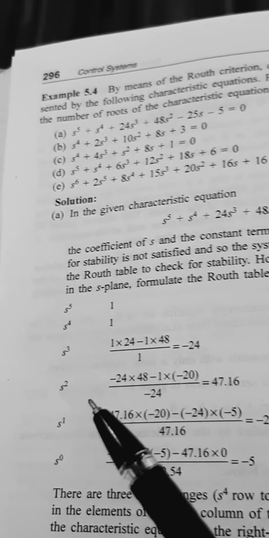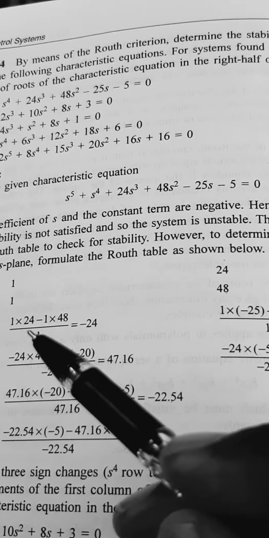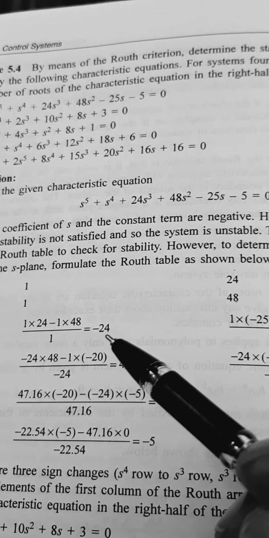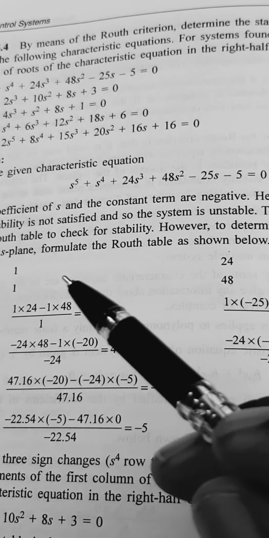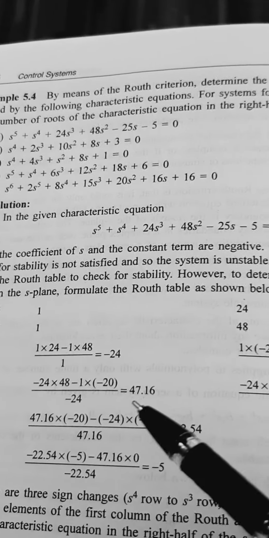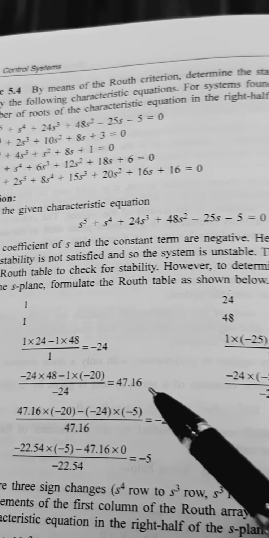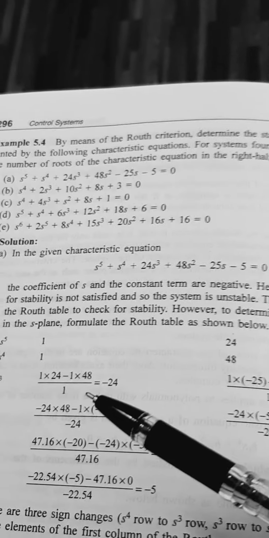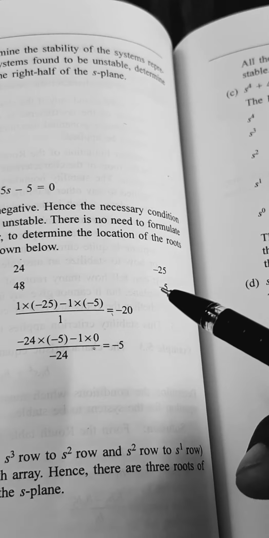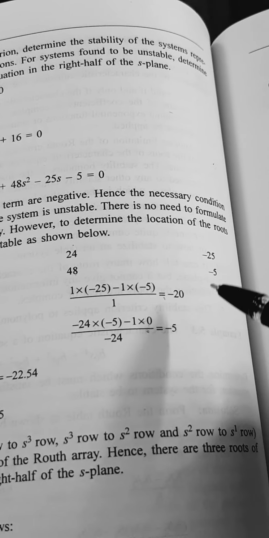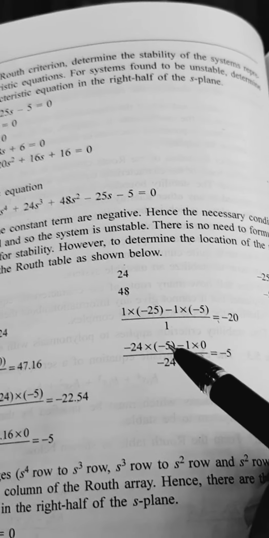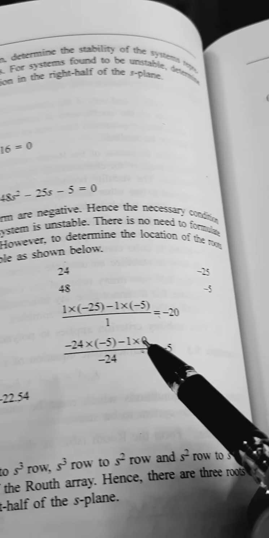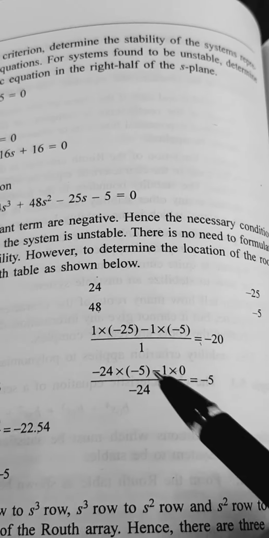Now the s raised to 2 row is obtained by considering the above two rows. It is obtained like this: minus 24 into 48 minus 1 into minus 20, divided by minus 24. So you are getting 47.16. The second element is obtained with these two elements with the minus 5 and 0. Here it is minus 24 into minus 5 minus 1 into 0, divided by minus 24. So we are getting minus 5.